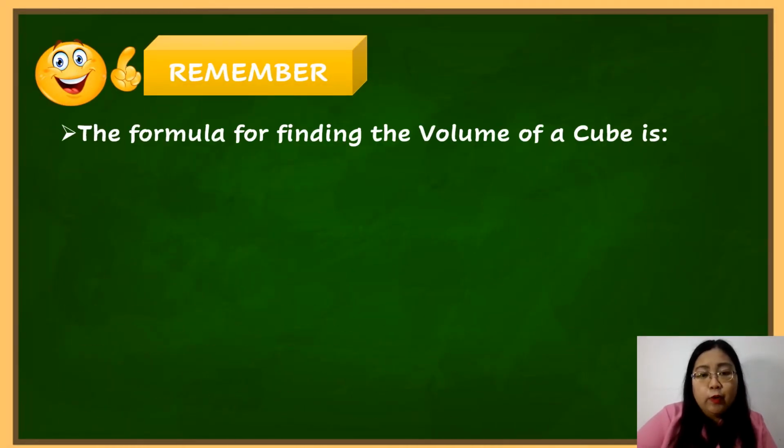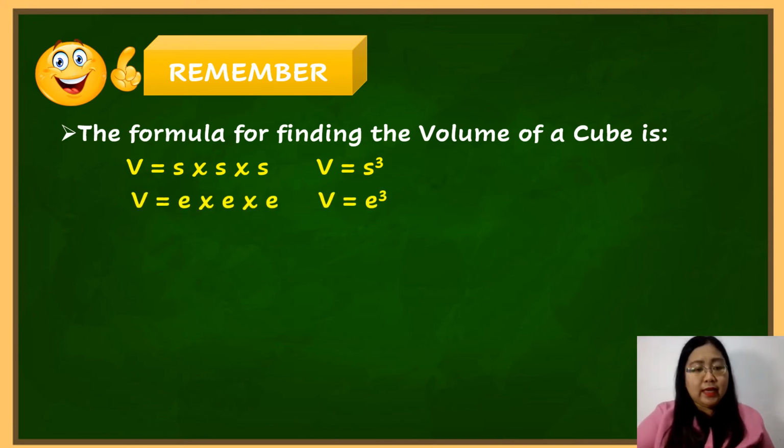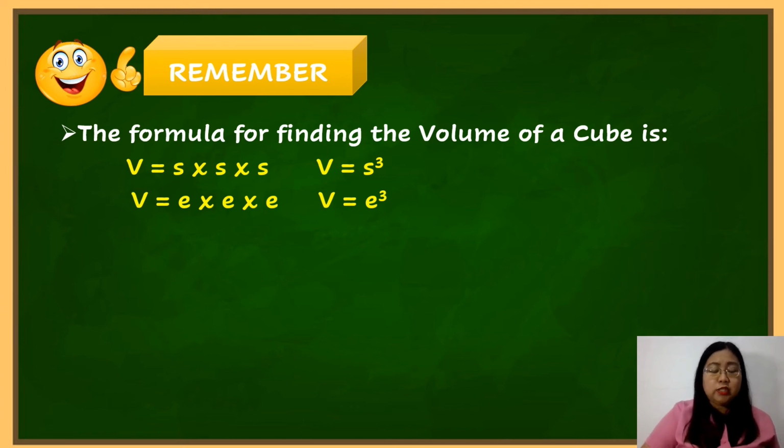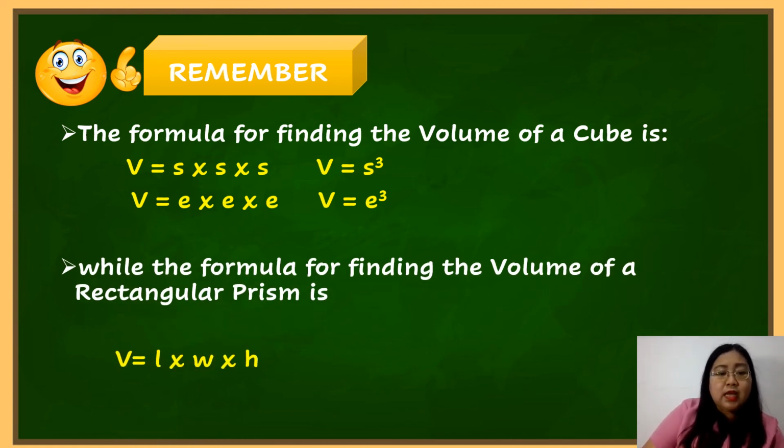Remember, the formula in finding the volume of a cube is volume is equals to side times side times side, or volume is equals to cubic sides, or volume is equals to edge times edge times edge, or volume is equals to cubic edge, while the formula for finding the volume of the rectangular prism is volume is equals to length times width times height.